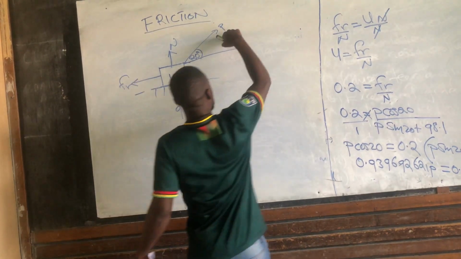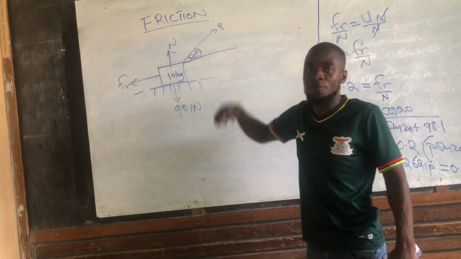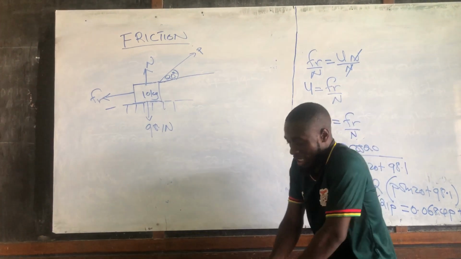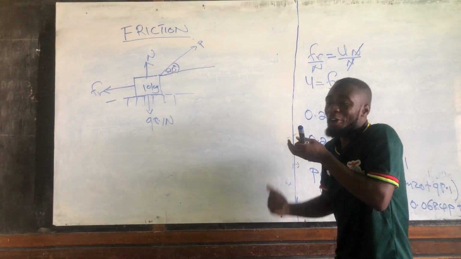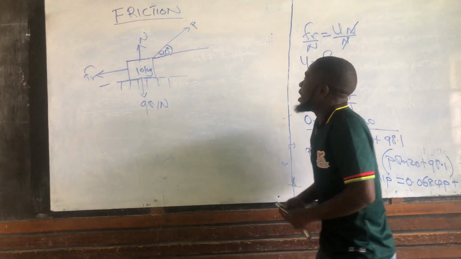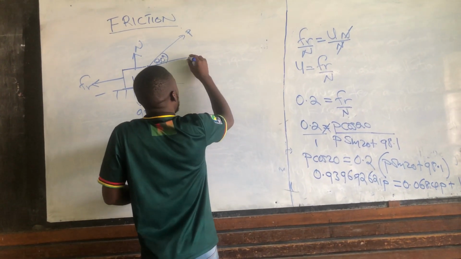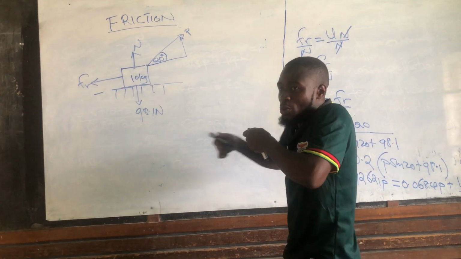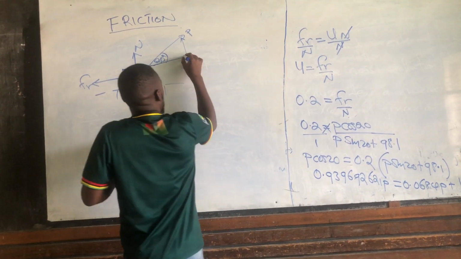Because you are pulling like this, the force is given at an angle, meaning there's a vertical and a horizontal component. For pulling, the vertical component goes up. For pushing, you are pushing like this, so the vertical component goes down. So you have this component that will go up here. And this other one, the one you are pulling with, will follow you. So this one is in this direction.